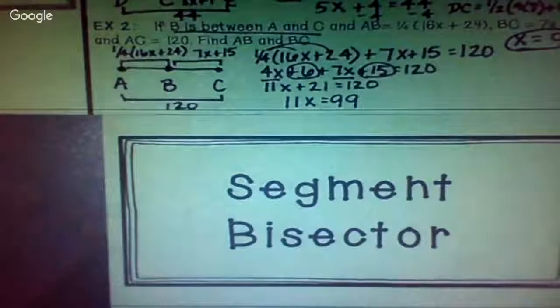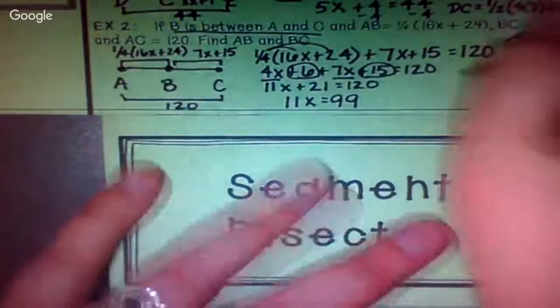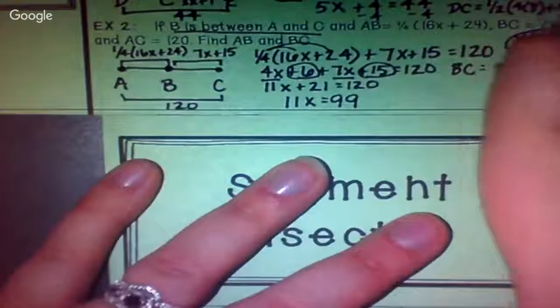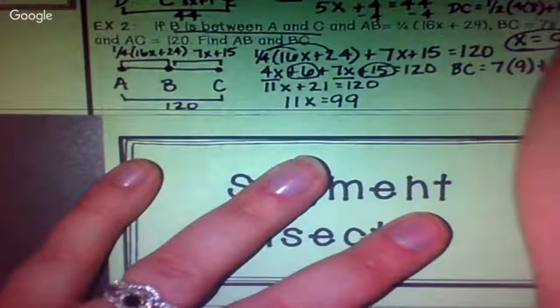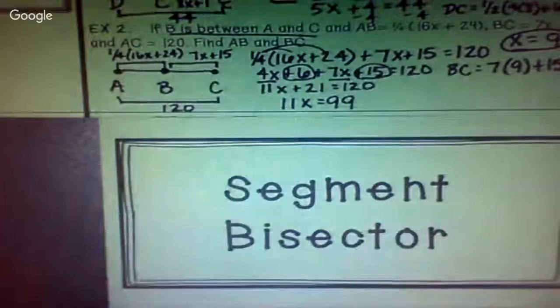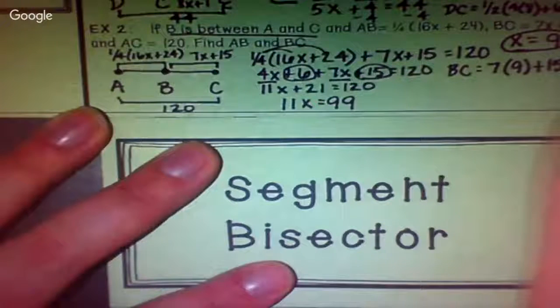Okay. So now we know x equals 9. We can go back and solve for these individual pieces. So BC is equal to 7 times x, which you just said was 9, plus 15. Plug it into your calculator. What's 7 times 9 plus 15? 78. Okay, so that's one segment.